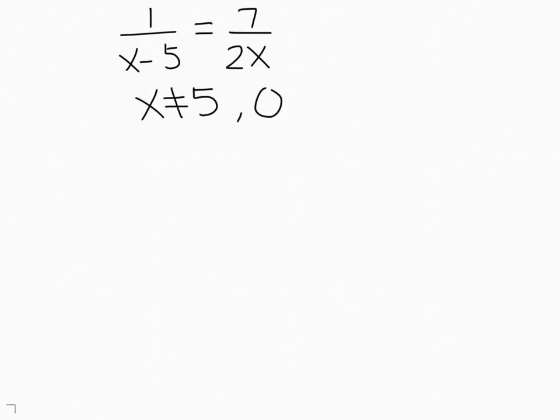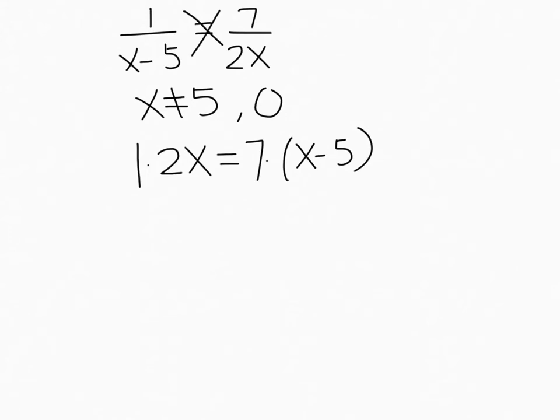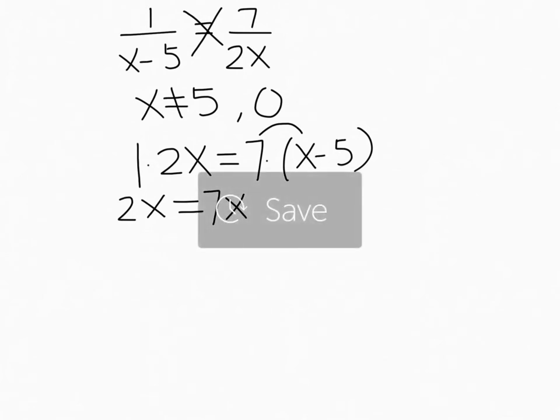Since it's a fraction equals a fraction, we can use cross multiplication. 1 times 2x equals 7 times x minus 5. Cross multiplication: 1 times 2x, that's 2x. On the right hand side, 7 times x, we have 7x, and 7 times -5, we have -35.